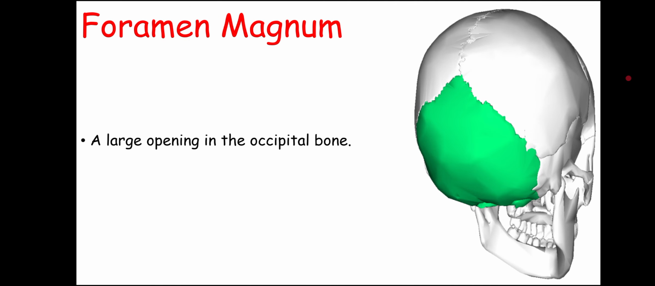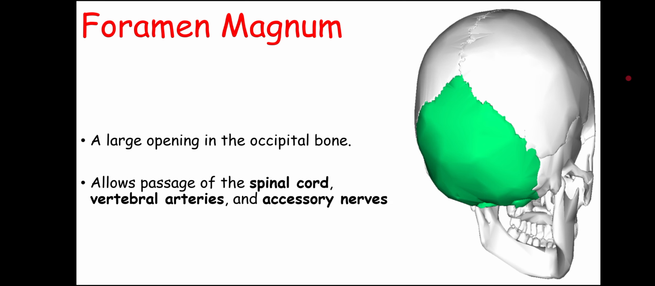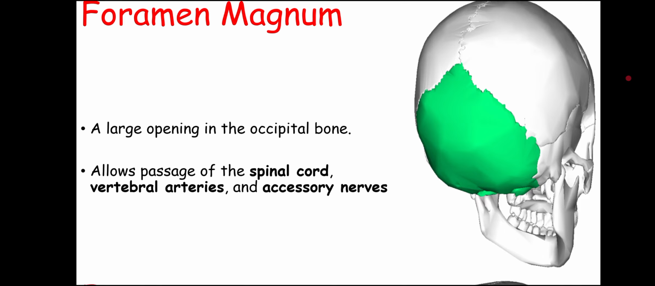Now let's talk about the foramen magnum of occipital bone. It is a large opening in occipital bone, and it allows passage of spinal cord, vertebral arteries, and accessory nerves.